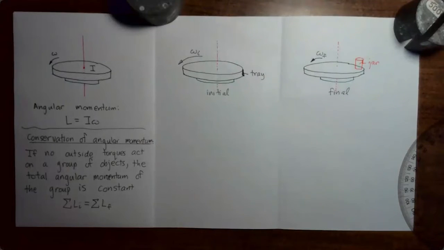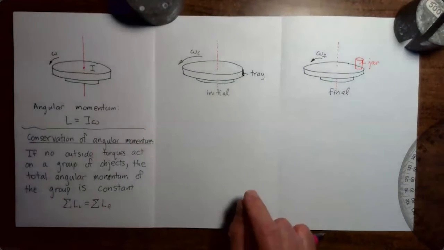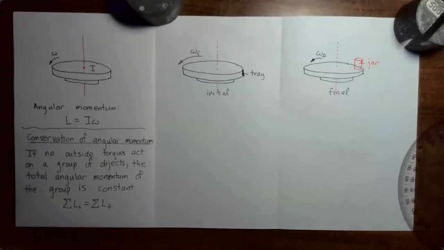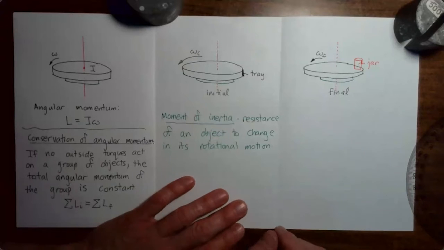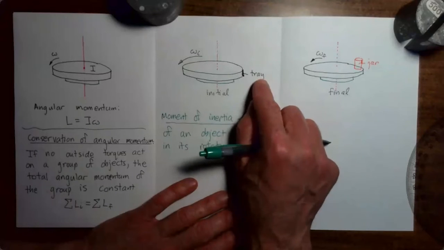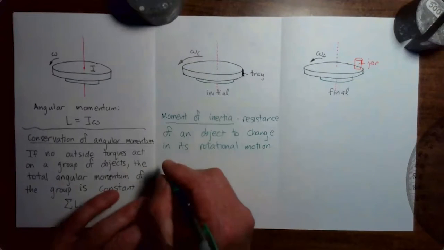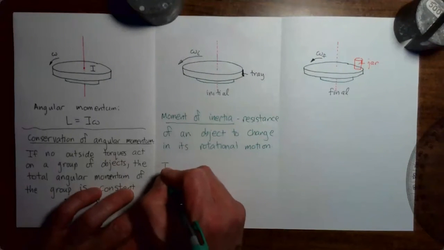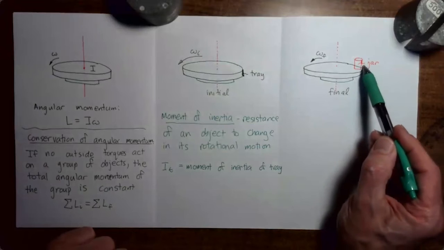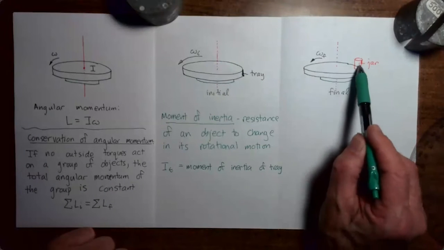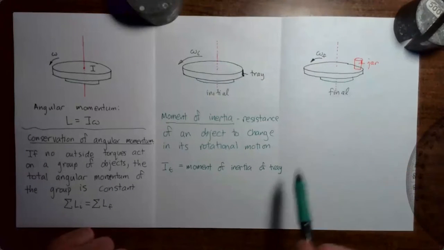Well, first let's talk about the moments of inertia of the tray and the jar. Remember that the moment of inertia of an object is the resistance of an object to change in its rotational motion. So let's say that the moment of inertia of the tray with respect to rotation around this axle here is I sub t. And let's say that the moment of inertia of the jar with respect to rotation about this axis here is I sub j.